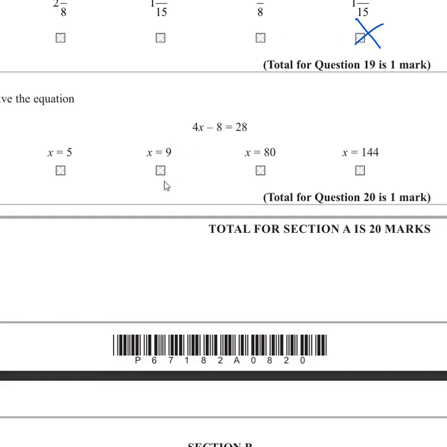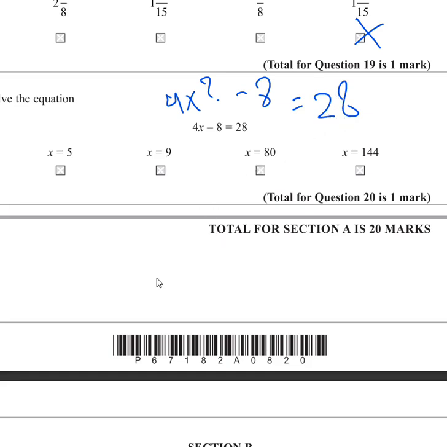All right. Here it's a guessing game. So 4 times something minus 8 gives us 28. So guys, maybe you can say 4 times 10, which is 40. 40 minus 8 is 32. That means this is not the answer because 32 is not 28, obviously.